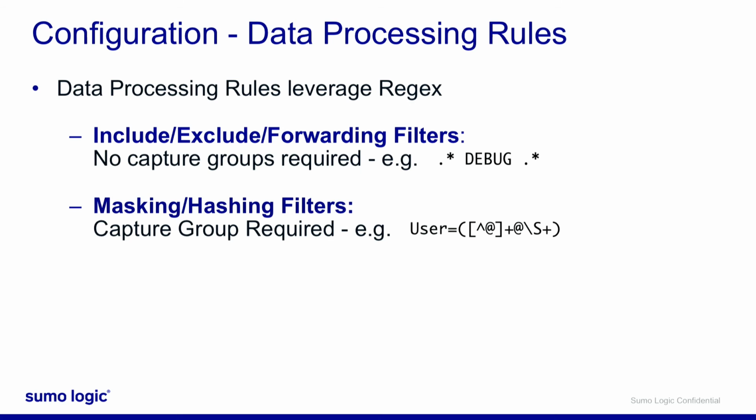And masking and hashing. Now, what you see here, if I see user equals, you do need a capture group here. If I see one or more not-at-symbol characters, so essentially the start of your email address, followed by an at symbol, followed by one or more not-space characters, that's something I want to filter, mask, or redact.